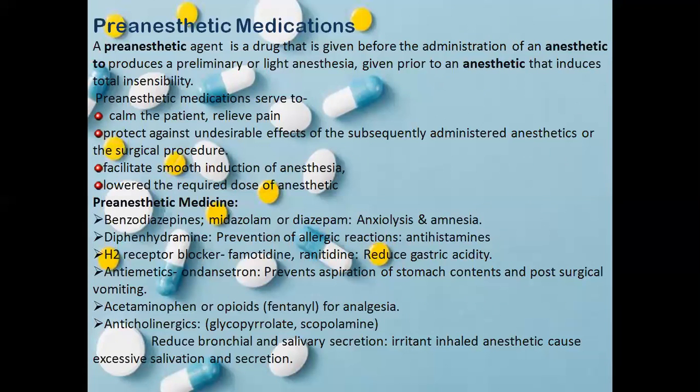Next, antiemetics. We can use ondansetron as an antiemetic to prevent aspiration of stomach contents and post-surgical vomiting. Next is acetaminophen or opioids to provide analgesia. Now, we can also use anticholinergic drugs like glycopyrrolate and scopolamine to reduce bronchial and salivary secretion, since irritant inhaled anesthetics cause excessive salivation and secretion.